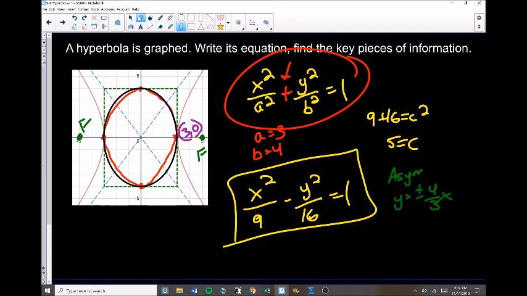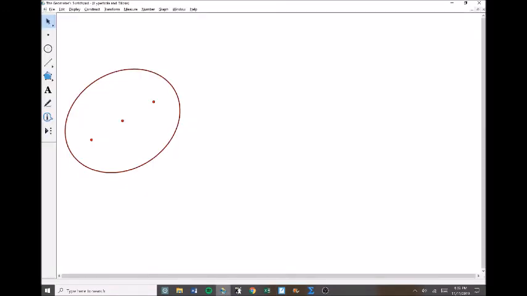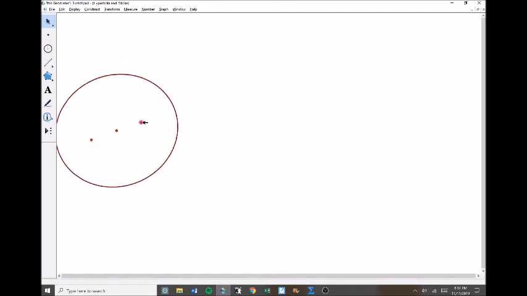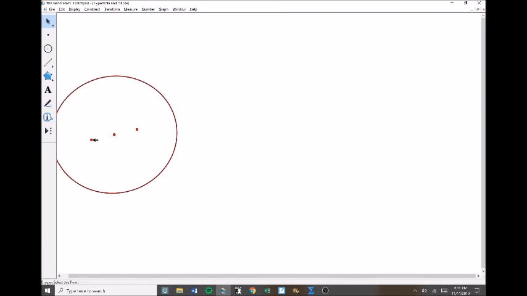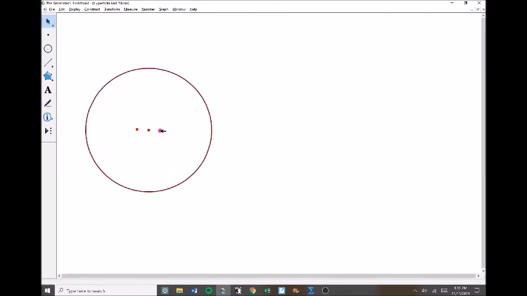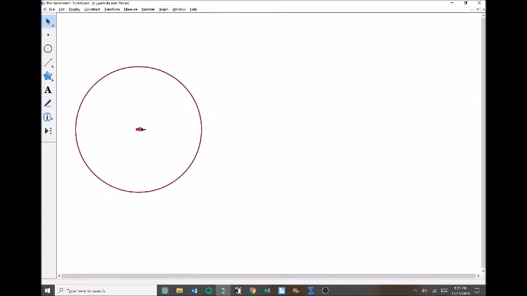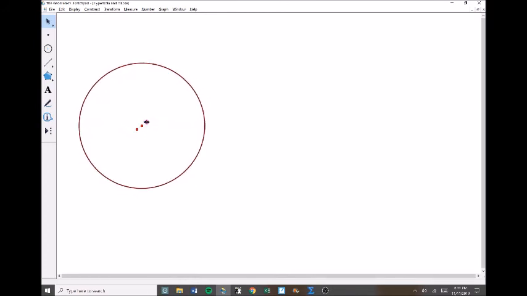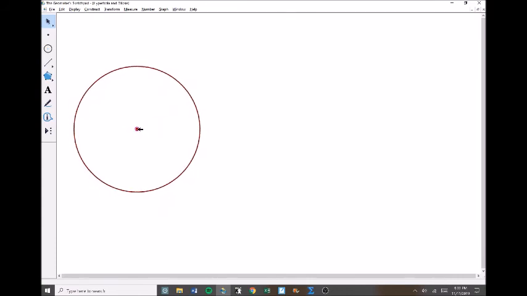Let me show this on Sketchpad. Here is an ellipse with a center right here, and two foci here. As the foci get closer and closer together, the ellipse gets more and more circular. So when the two foci are on top of each other, it actually is a circle. So a circle is an ellipse. It's just an ellipse that's very specific, kind of like how a square is a rectangle.